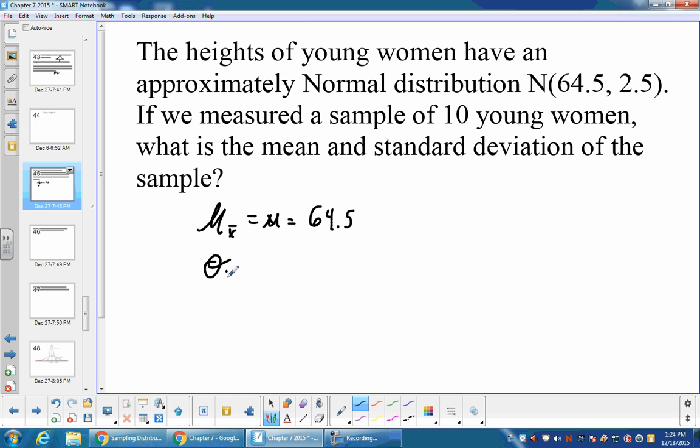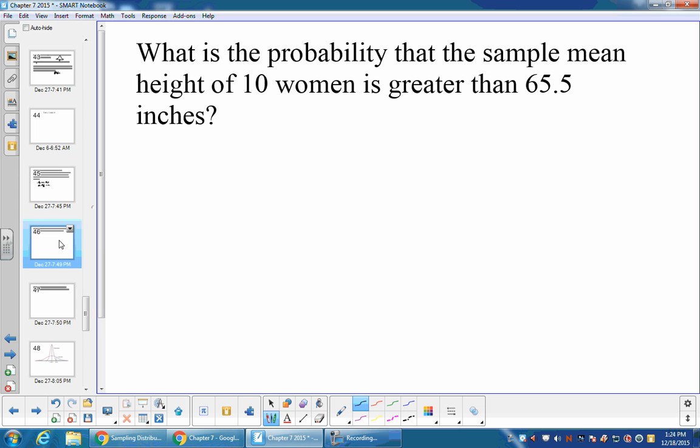Our standard deviation of our X-bar would be our standard deviation from the population, divided by the square root of 10 because there's 10 girls. So now if I did that, I would get 0.79 for standard deviation. So now our next problem says, what's the probability that the mean of the height of 10 women is greater than 65.5?